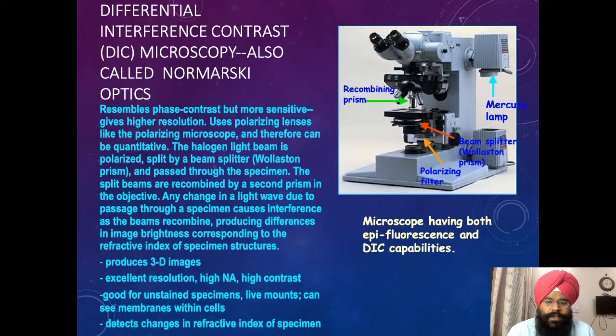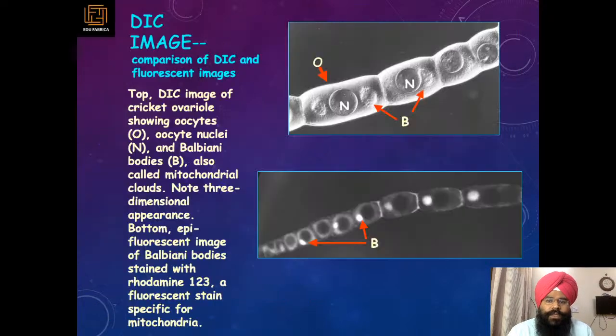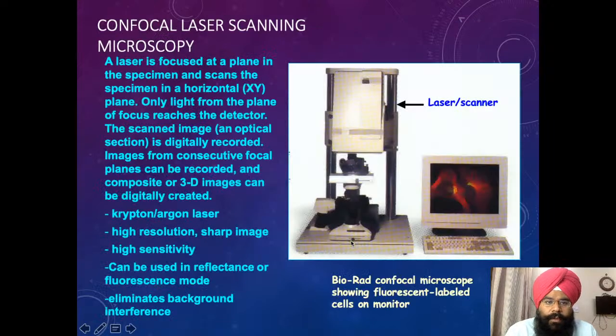So it has epifluorescence and DIC capabilities. Both things are possible in this. These are very fine images. DIC is giving very fine and exact images that we were looking for. This DIC image is of a cricket oval showing oocytes. Here we have seen the oocytes with Balbiani bodies, and also mitochondrial clouds. We can also see these mitochondrial clouds in these cases. And at the bottom is the three-dimensional image of the same Balbiani bodies.